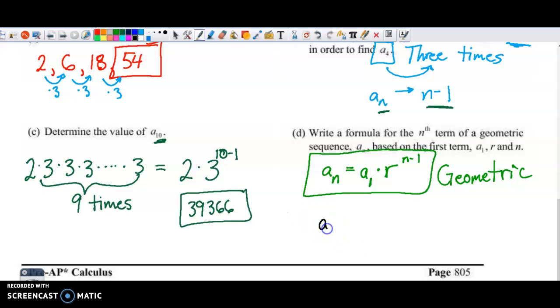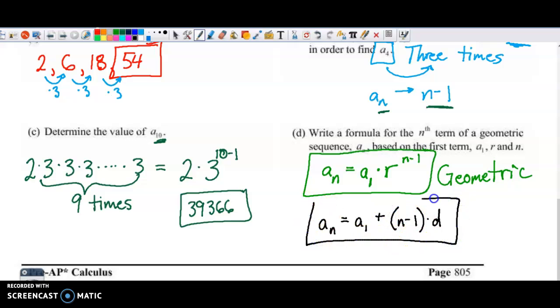Because in arithmetic, we did a sub n is equal to a sub 1. Instead of multiplication, it was plus. And then we did, I forget how I always write it, but remember, multiplication is commutative, so sometimes I put the d in front. This is your arithmetic. And notice the similarities. They both start with a sub 1. You need to know the first term.